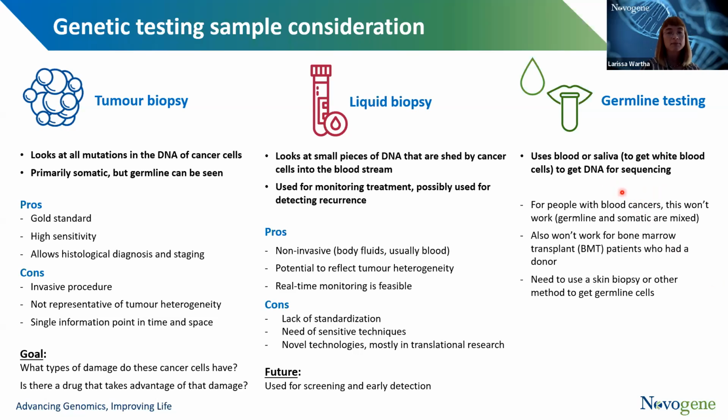Germline testing, on the other hand, uses blood to detect germline mutations, which may be associated with increased risk of different cancers, for example, Lynch syndrome or BRCA1 and 2 genes, which can inform screening, result in early detection, and allow prevention. However, please be aware that blood cancer patients and bone marrow transplant patients cannot use blood samples. Therefore, you would need to use something else, for example, a skin biopsy.